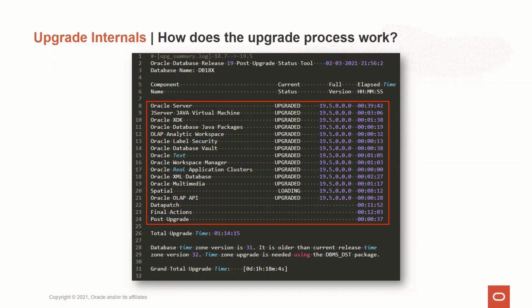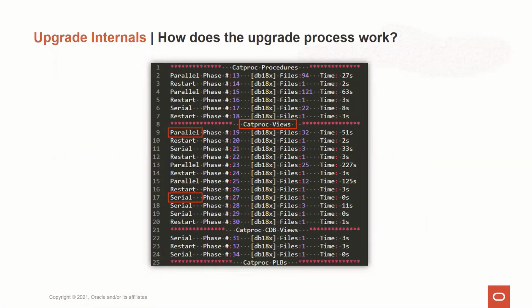We invest a lot of time looking for ways to decrease the total amount of minutes that it takes to upgrade a database, because we understand that every minute of a database being offline matters. That is why we have found ways to execute some parts of the upgrade in parallel. If you take a look at the upgrade log, you will find that some of the scripts run for every component are run in parallel and others are run in serial fashion.